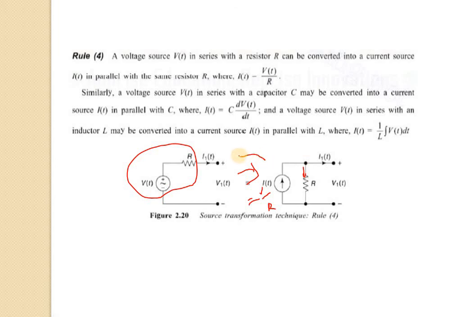Suppose we have a current source in parallel with a resistance, then we can convert it into a voltage source with a series resistance, where the voltage source value will be the current source value I multiplied by R, and that resistance will be placed in series. In that way we can convert a voltage source to a current source or a current source to a voltage source.